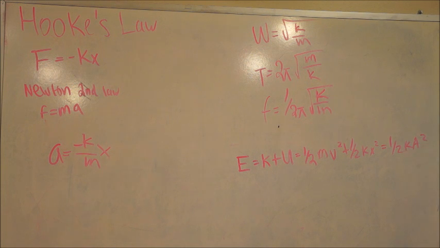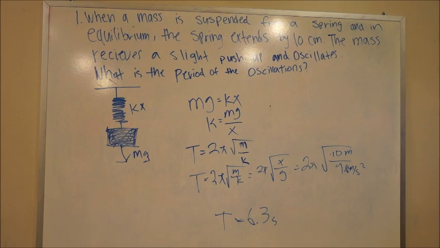equals 1/2 kA squared. Okay, so this is an example of a problem for simple harmonic motion when a mass is on a spring. So in equilibrium, mg is equal to kx, and by solving for k, we say k is equal to mg over x. And since the period of the oscillation is given by T equals 2 pi times the square root of m over k, we have 2 pi times the square root of x over g, because k is equal to mg over x, and if we substitute that, that's what we get.